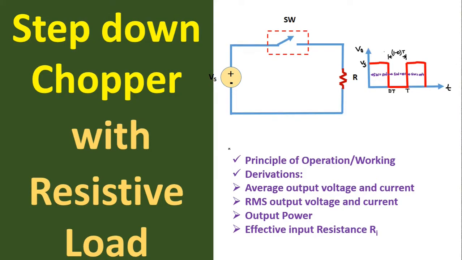In this lecture, we are going to study step down chopper with resistive load. Under this topic, we are going to study first the principle of operation or working of step down chopper with resistive load. Then we are going to do derivations of average output voltage and current, then derivation of RMS output voltage and current, then derivation of output power and derivation of effective input resistance Ri.